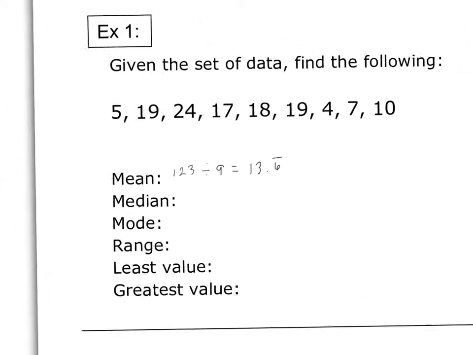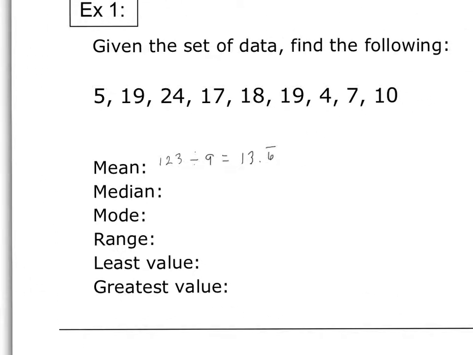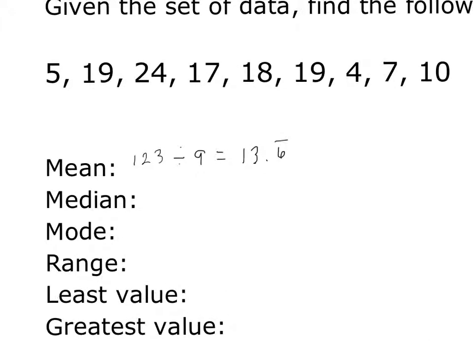Okay, now to find your median, you have to line up your numbers from smallest to largest and then find the number in the middle. So let's go ahead and line our numbers up. We have 4. Then we have 5. And let's see what we got. We got 7 and 10. Then we have 17, 18, 2 19s, and a 24.